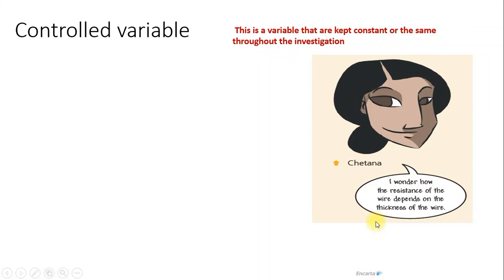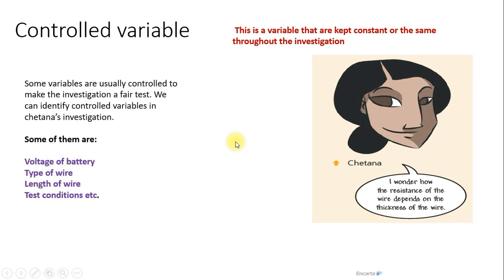Controlled variable. These are variables that are controlled or kept the same or kept constant throughout the investigation. These variables need to be controlled to make the investigation a fair test. Some of the variables that are controlled in Chitana's investigation are the voltage of the battery, type of wire, the length of wire, and the test condition in the lab.